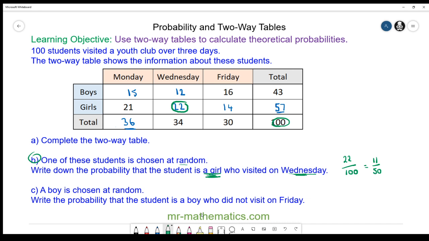Question C. A boy is chosen at random. So now we're only looking at the number of boys. So our total possible outcomes is now given to you as 43. So out of 43 possible boys, we want the probability that the boy did not visit on a Friday. So did not. So that could be Monday, or it could be Wednesday. And that comes out as 15 add 12, 27 over 43.